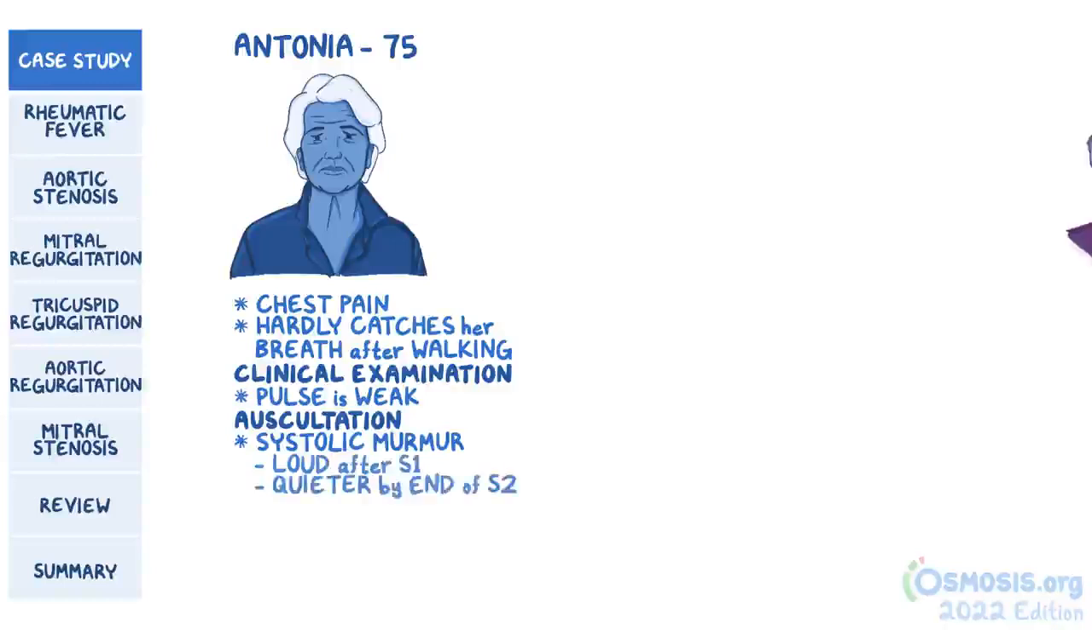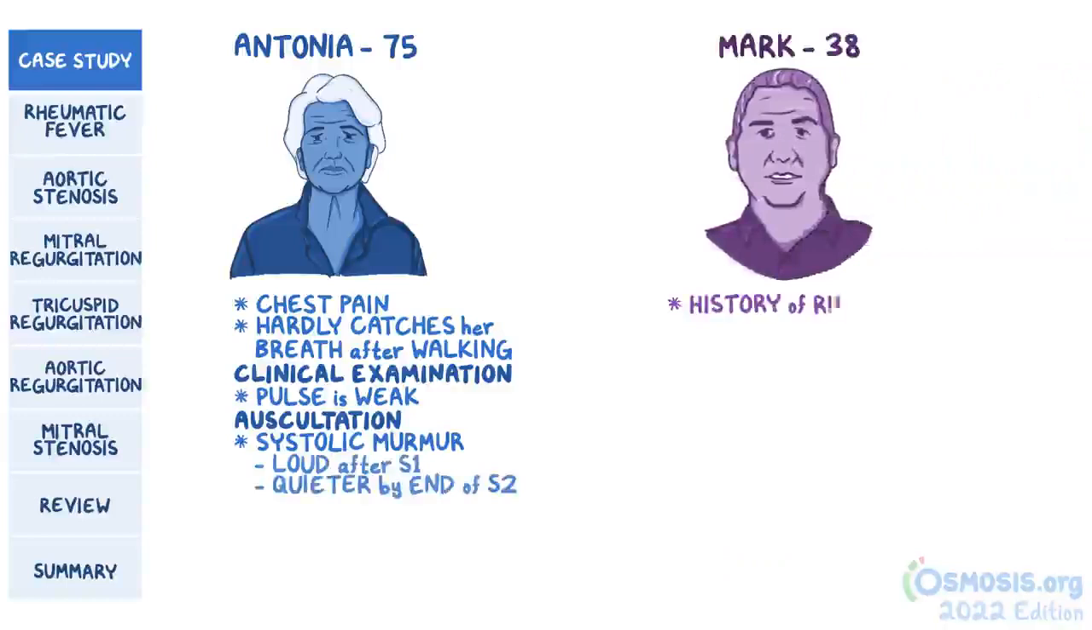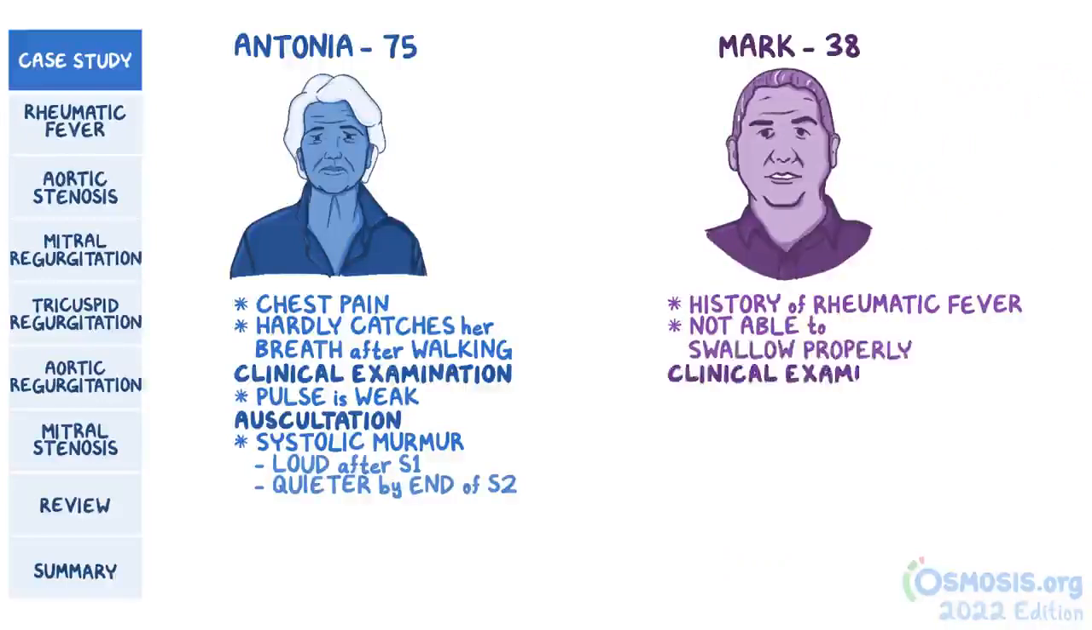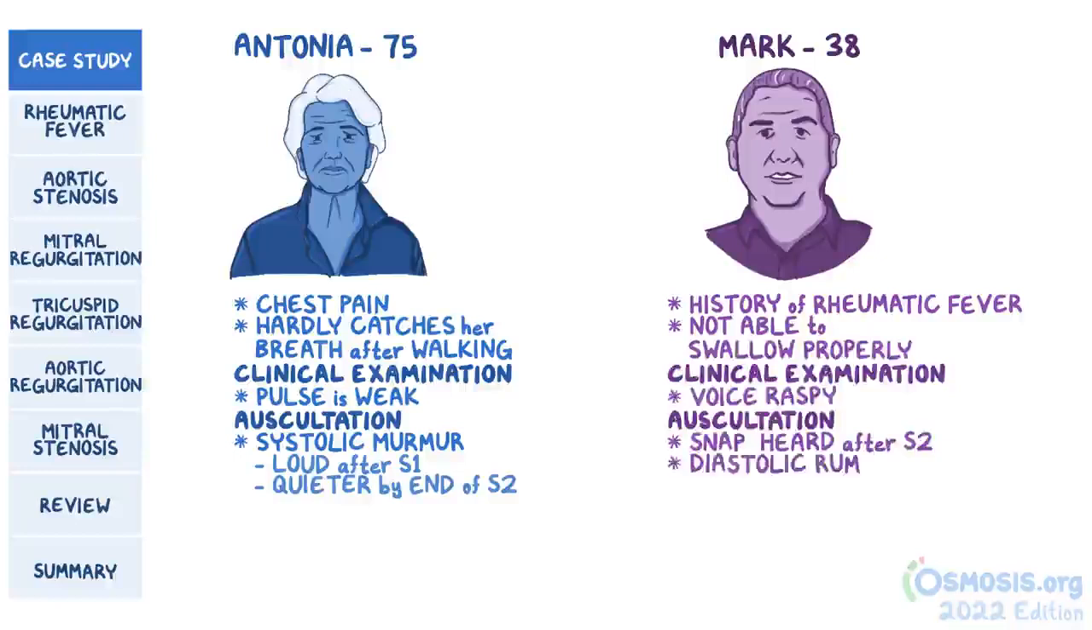The other individual is 38-year-old Mark, who has a history of rheumatic fever and is complaining of not being able to swallow properly. On clinical examination, his voice sounds raspy, and on auscultation, a snap is heard after S2 along with a diastolic rumble. Based on auscultation, both individuals were sent for echocardiography.